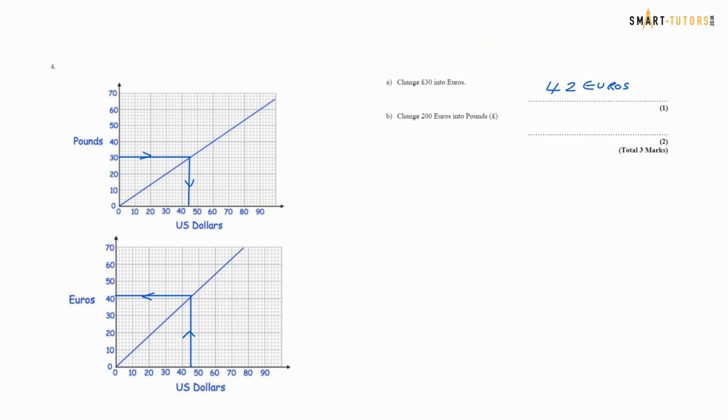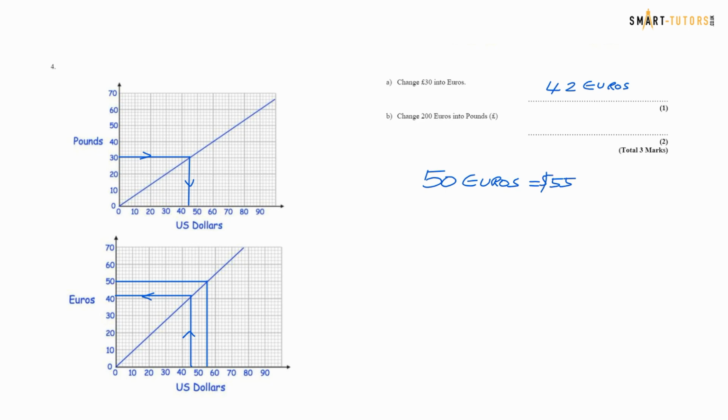Change 200 euros into pounds. First of all we'll do 50 euros. If you drop the line here, 50, 55. So 50 euros equal $55.